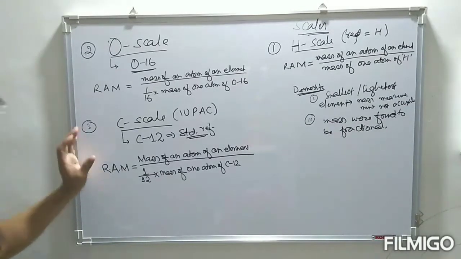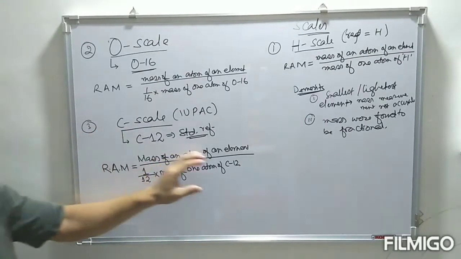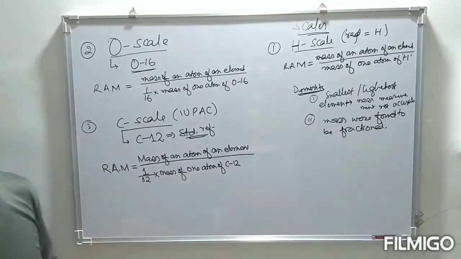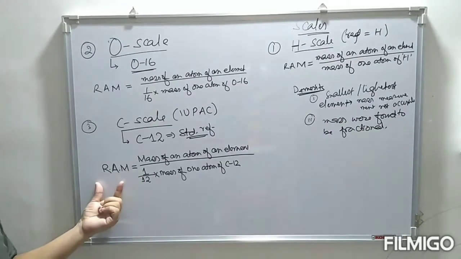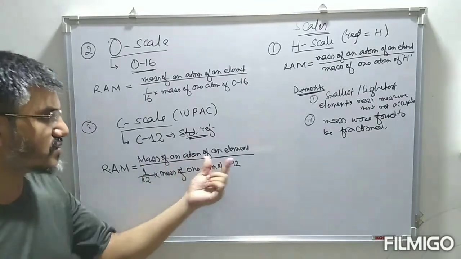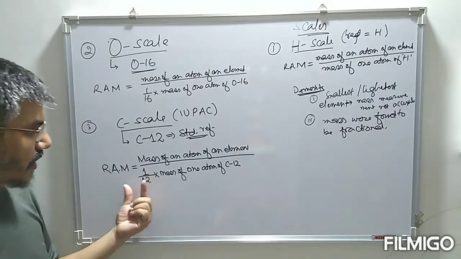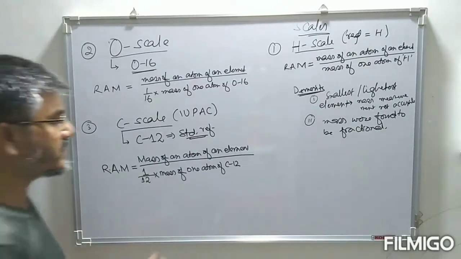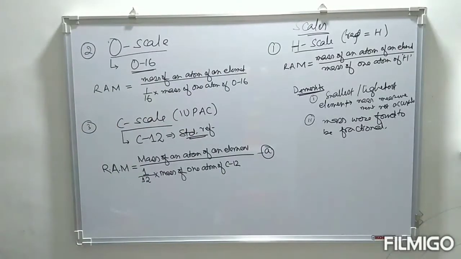So whenever someone asks you what is atomic mass, the definition is: atomic mass is the mass of an atom of an element divided by 1/12 times the mass of one atom of carbon 12. Or simply, we can say atomic mass or relative atomic mass tells how much heavier the mass of an atom is compared to 1/12 times the mass of one atom of carbon 12. So this is the basic definition for relative atomic mass.